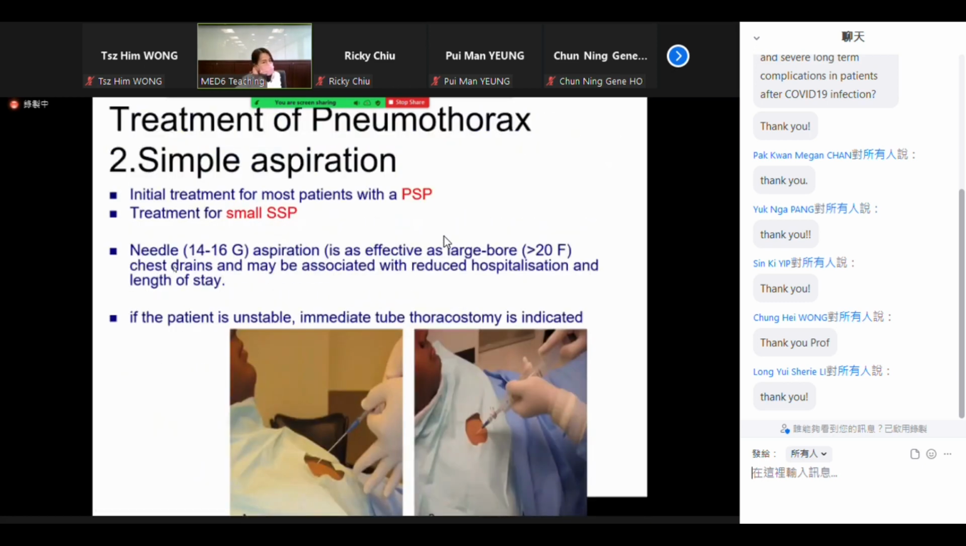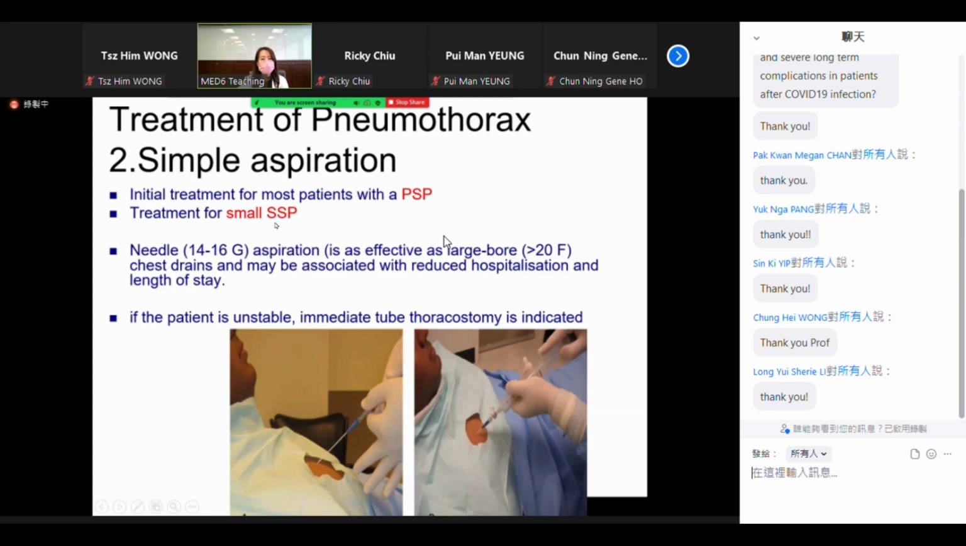So the other treatment is simple aspiration. If we decide to remove air from the pleural space, then for the primary spontaneous pneumothorax, the first line treatment would be simple aspiration.